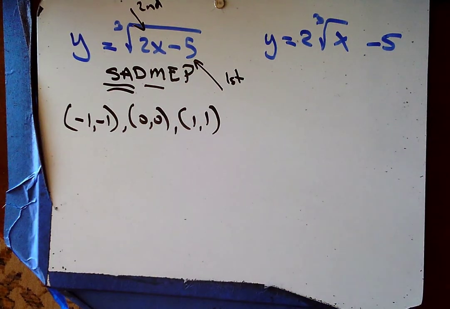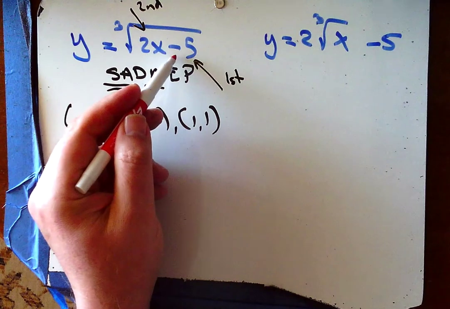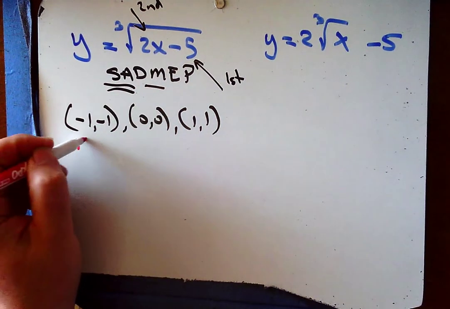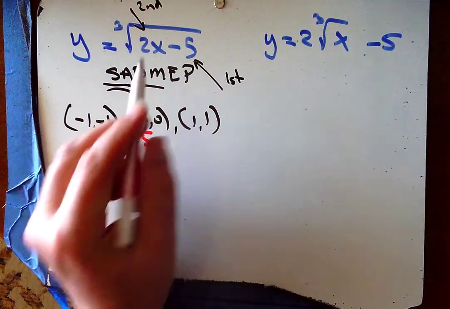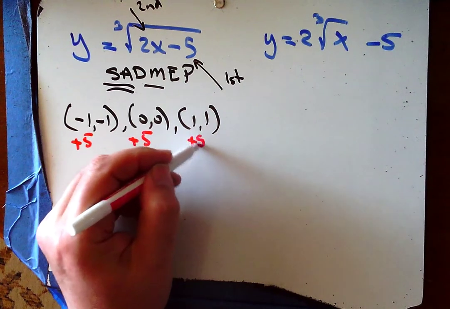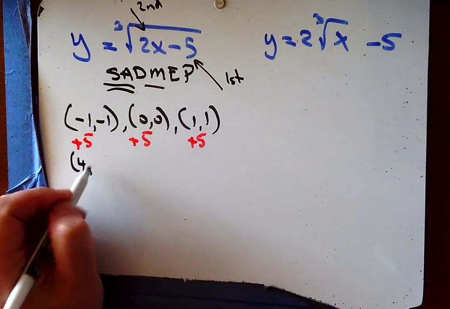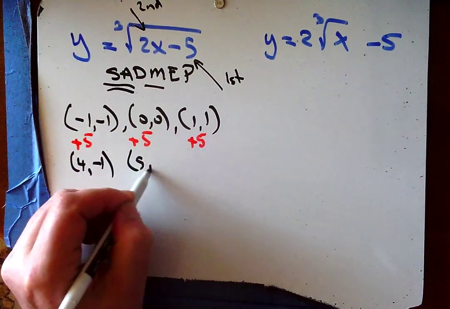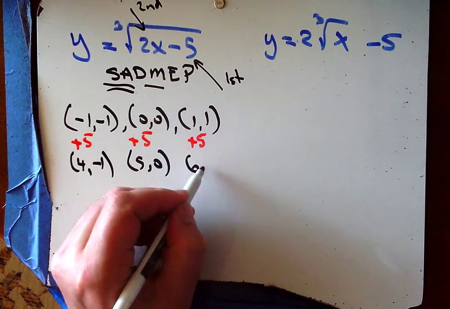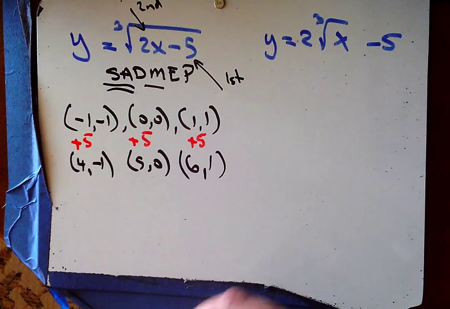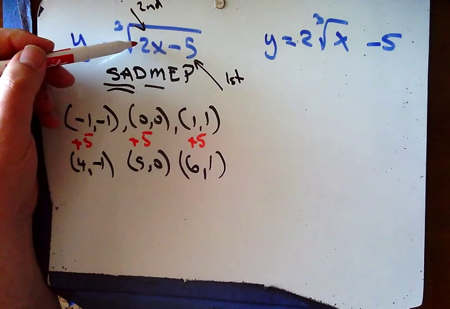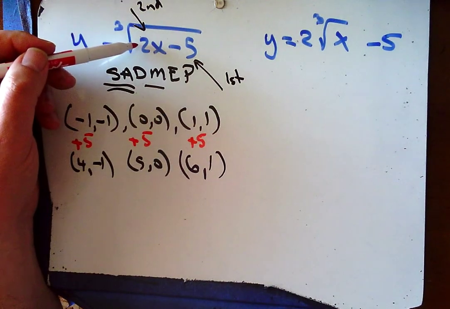these transformations. First, inside is opposite land, so I add 5 to all the x's. That minus 5 means the reference graph shifts to the right 5. So now I've got 4, -1, 5, 0, 6, 1. We shifted the graph to the right 5 places. Now I come back and I take care of this other x transformation.